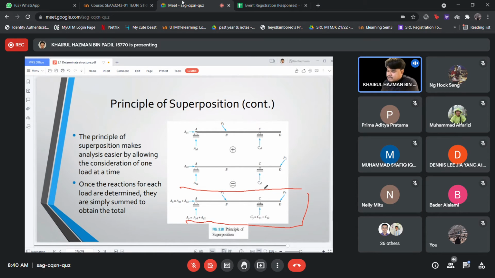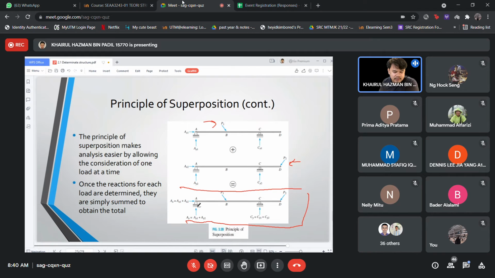So we do the analysis one by one, which means we do the first analysis with this one point load, and then we do another analysis with this other point load. Once the reactions for each load are determined, they are simply summed to obtain the total. If you have the value Ay2 and the value Ay1, and you want the total reaction acting on the primary structure, you just add the two values. Okay, you get the real reaction on the structure. So this is the principle of superposition.